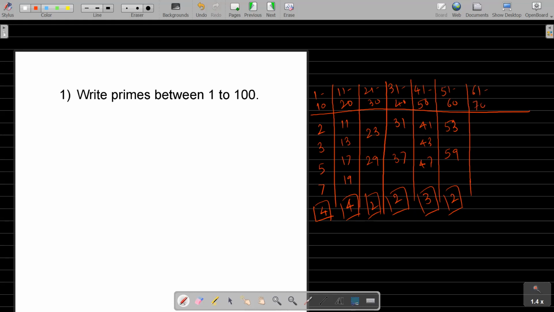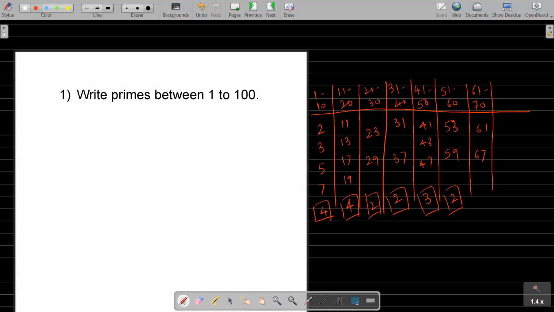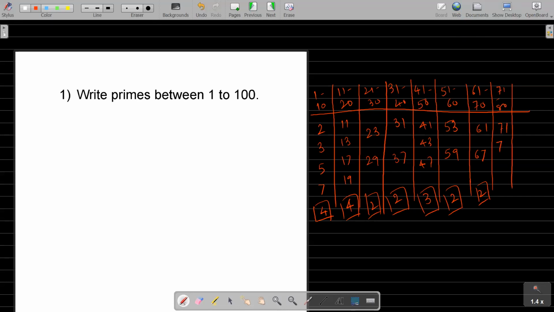61 to 70: 61 and 67. And you see again there are only 2 in this group of 10 integers. 71 to 80: 71, 73 and 79.